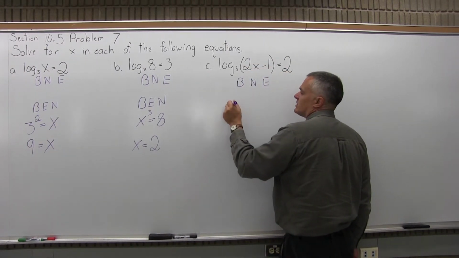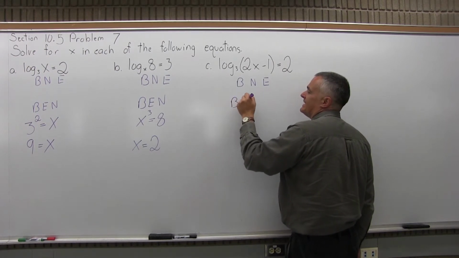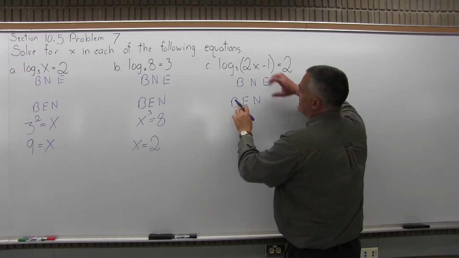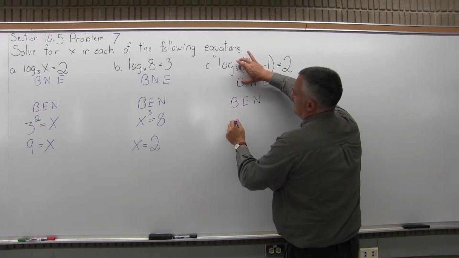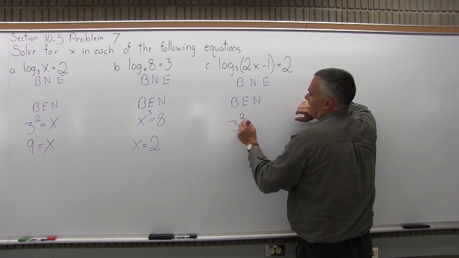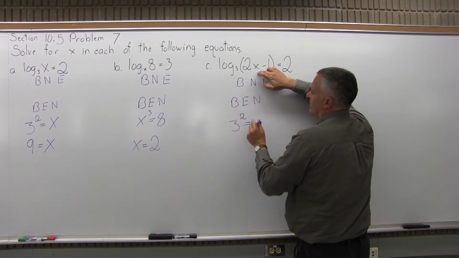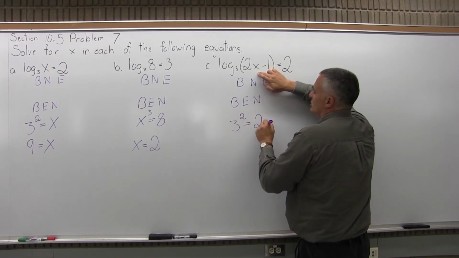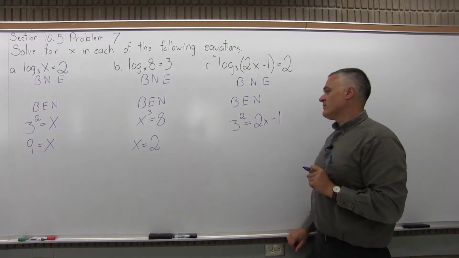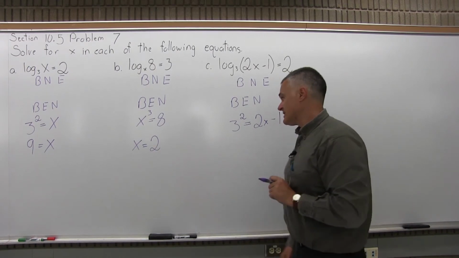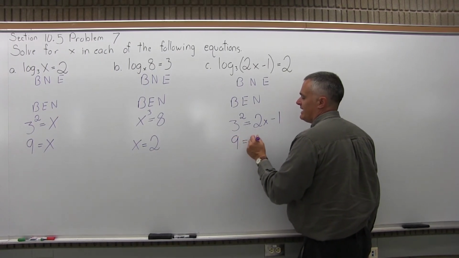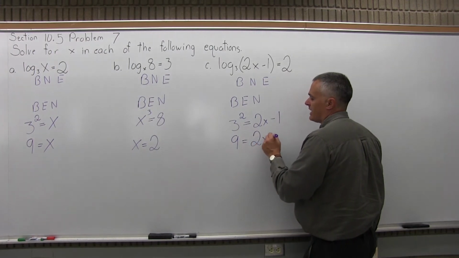So I'm going to switch that to the exponential form, B-E-N, Ben, for base exponent number. So again, the base is 3. The exponent is 2, then equals, then the number is 2x minus 1. So let me simplify the 3 to the second a little bit. 3 to the second is 9, right? 3 times 3 is 9. So 9 equals 2x minus 1.